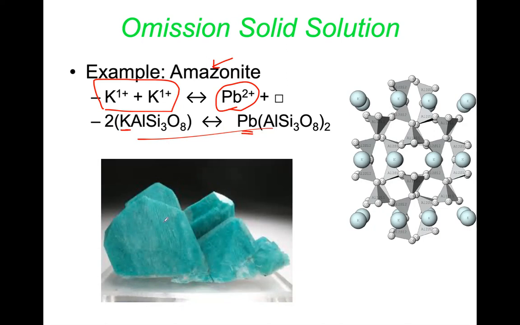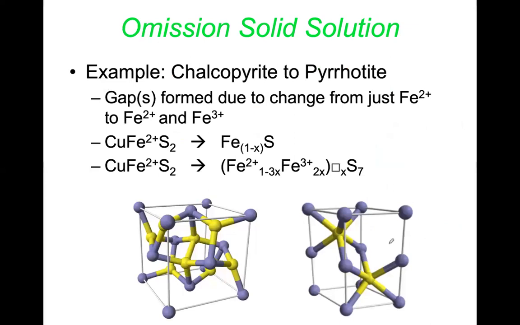It's a very bluish, greenish feldspar, very beautiful. You can find it in some places in Martale areas. So it will make some omissions of potassium, and lead is going into the structure, so there will be some spaces generated within the structure. This can usually happen in the feldspar group of minerals. This is how Amazonite is formed.